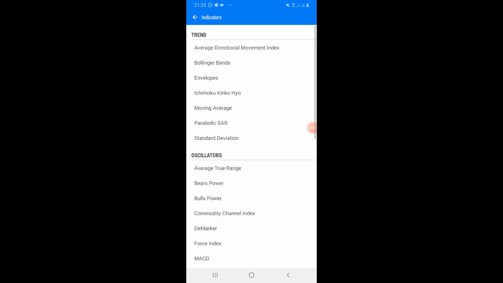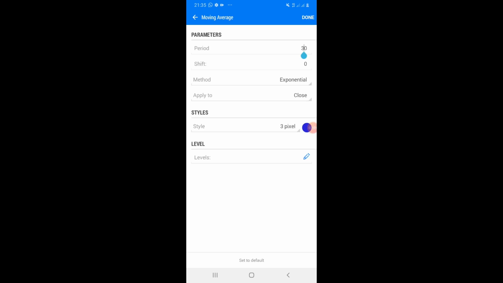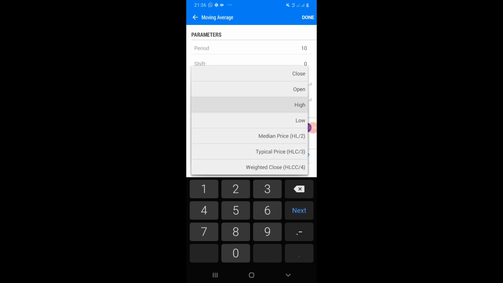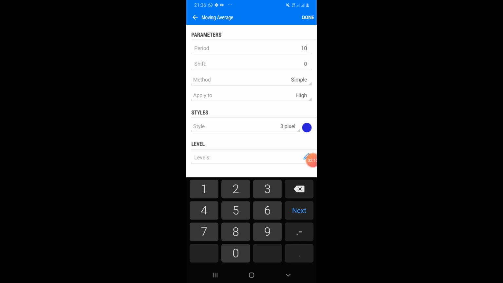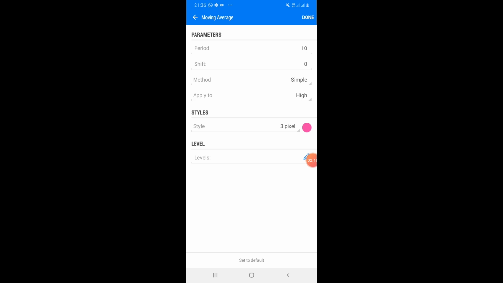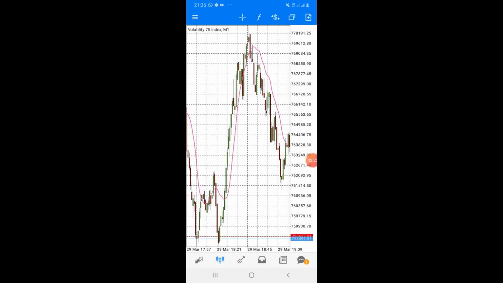So I'm going to have 5 indicators installed. Make sure you get all the details of the 5 indicators. The first one is a moving average, but this moving average has a period of 10, and it's a simple moving average. So I'm just going to change to simple, and it is apply to high. Then I'm just going to choose the color pink; the pixels, you can choose the ones that are suitable for you. I'm going to click done, and as you can see, I now have the pink simple moving average.